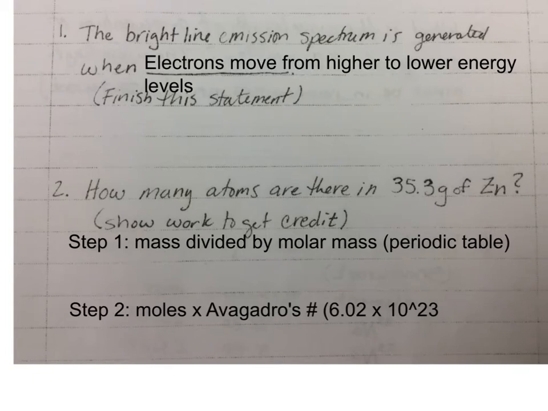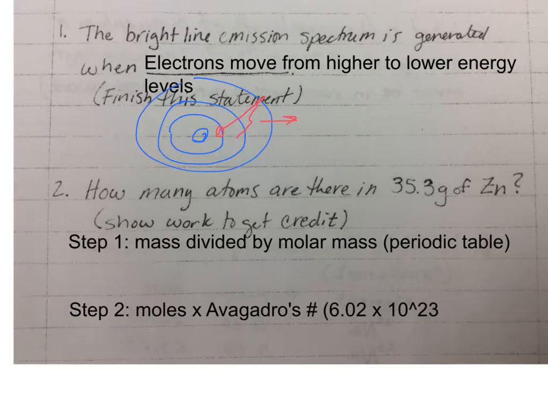The bright line emission spectrum is generated when electrons move from higher to lower energy levels, which is what we can see here. And so the model that you want to use for this, remember, is the Bohr model. If we're looking at electrons here and they jump, when they fall back down, they emit energy as light. This is why we see light with different colors.